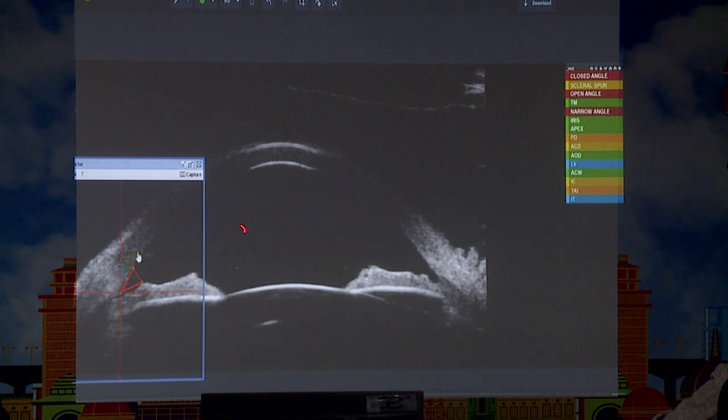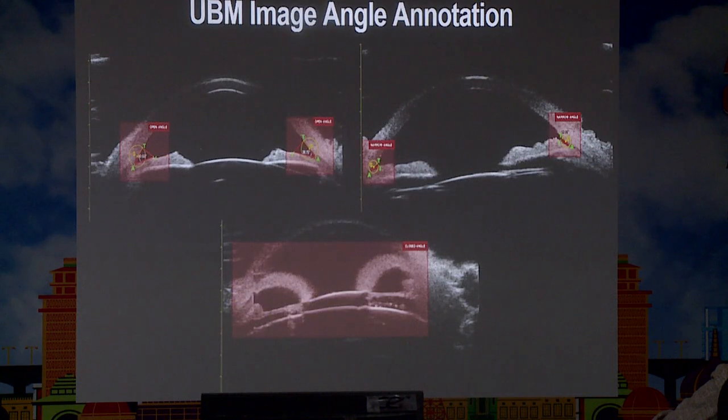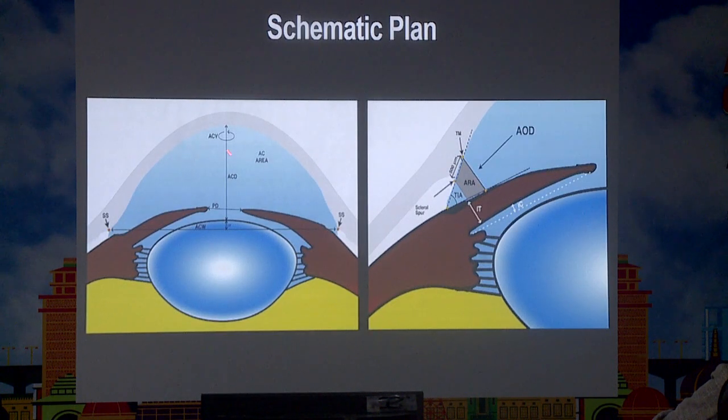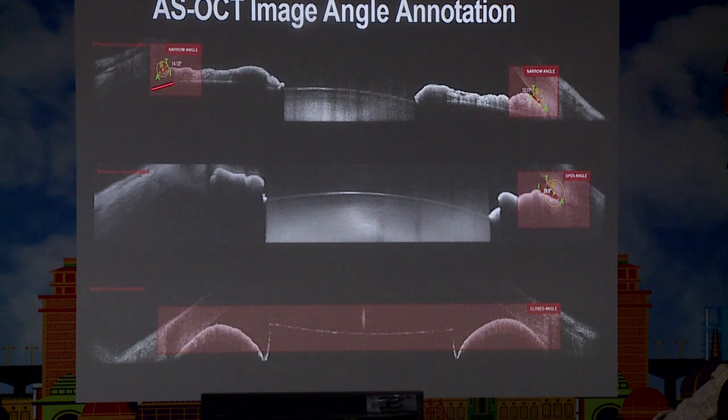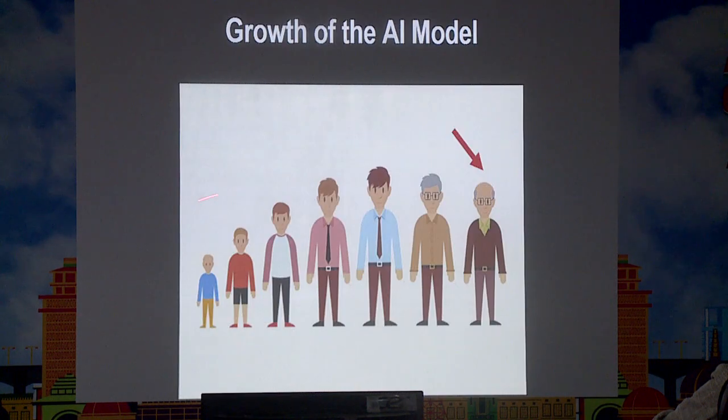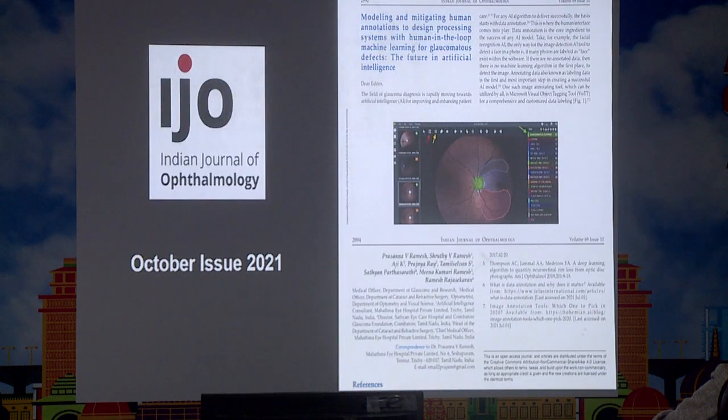So this is going into detail, trying to teach the machine how to mark the angle of the anterior chamber. This is an ultrasound picture. Then we can superimpose a lot of other details, and this is the exact schematic plan with which we are going. With the UBM we can add the Anterion, the AS-OCT, and the Scheimpflug images. Thus the AI will be much better.